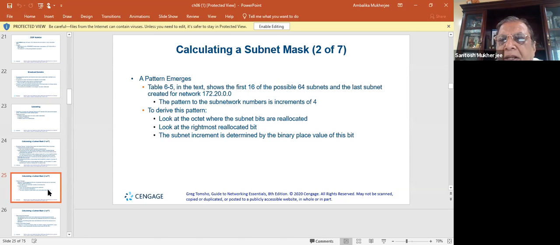The pattern to the subnet network numbers is increments of 4. To derive this pattern, look at the octet where the subnet bits are reallocated. Look at the rightmost reallocated bit. The subnet increment is determined by the binary place value of the bit. So if you want to see the pattern which emerges, you have to look at the octet where the subnet bits are reallocated, at the rightmost reallocated bit.